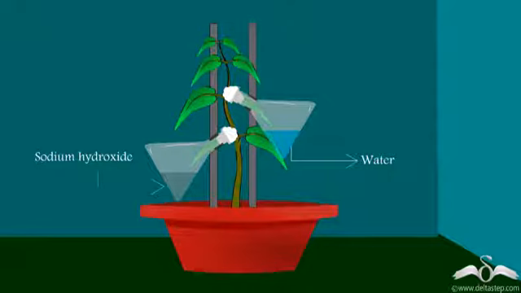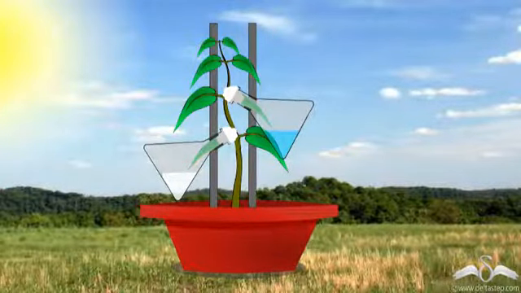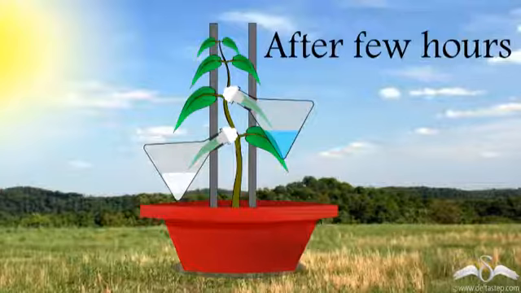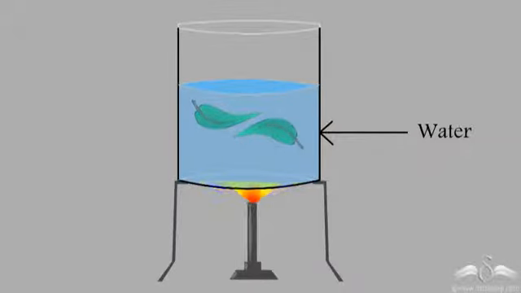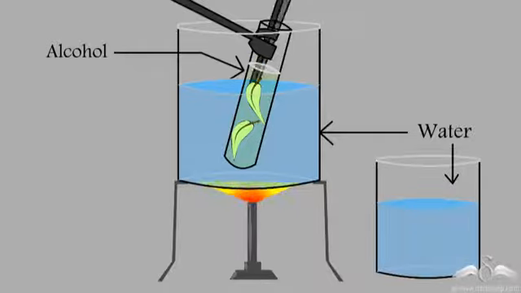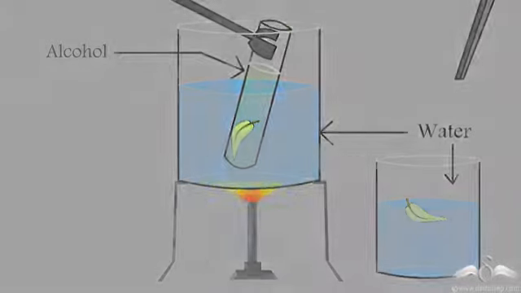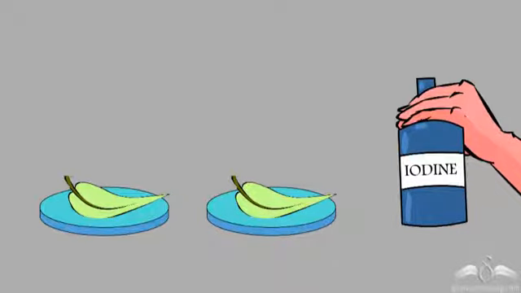Now, this entire setup is kept in sunlight, and after a few hours, both the leaves are plucked and kept in a petri dish and then heat killed in boiling water. After that, it is placed in alcohol. Now, since the leaves become very brittle, it is again placed in boiling water, and then both the leaves are tested with iodine solution.